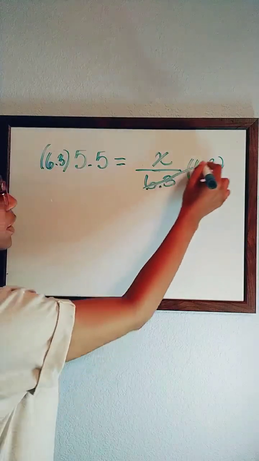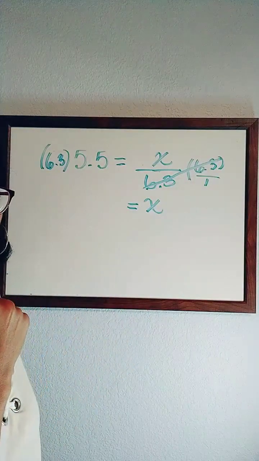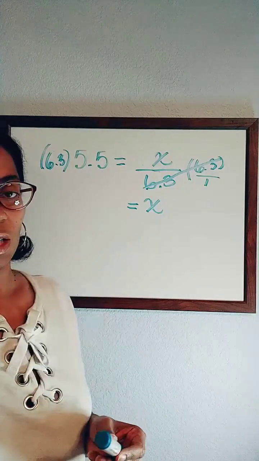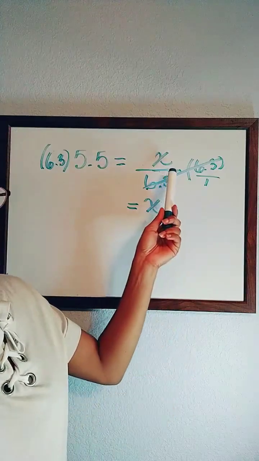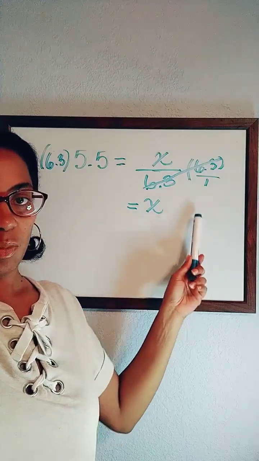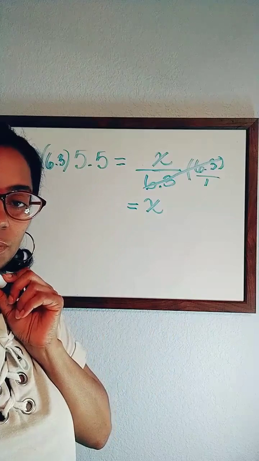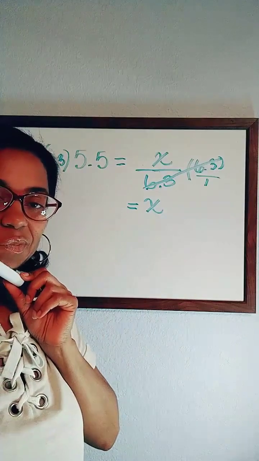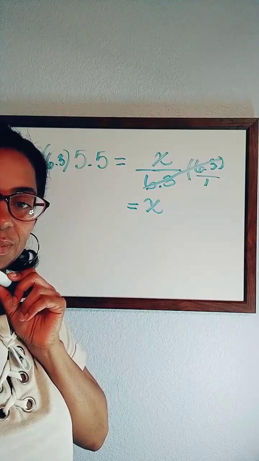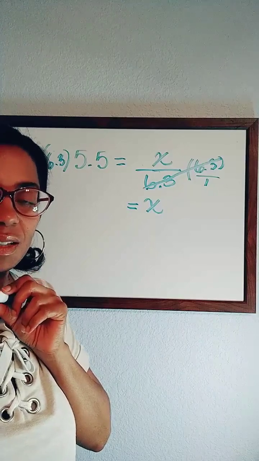Okay, so we know that the denominators cancel out and x is equal to 6.3 times 5.5. Yep, both sides you got to multiply everything times 6.3. Whatever's in the denominator, we have to get rid of it because why? Why are we multiplying times 6.3? What makes us multiply both sides by 6.3? To get x because it's the opposite of division.